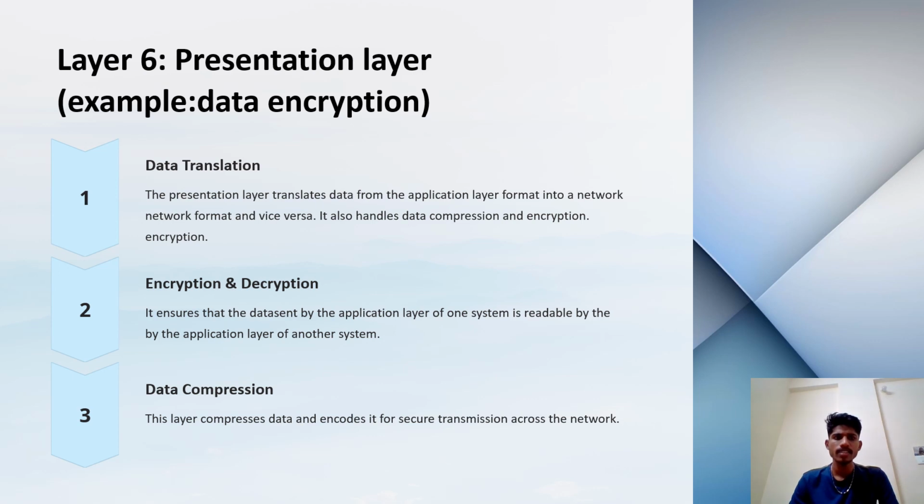Layer 6 is the presentation layer. Example, data encryption. Data translation. The presentation layer translates the data from the application layer format into a network format and vice versa. It also handles data compression and encryption. Encryption and decryption. It ensures that the data sent by the application layer of one system is readable by the application layer of another system.